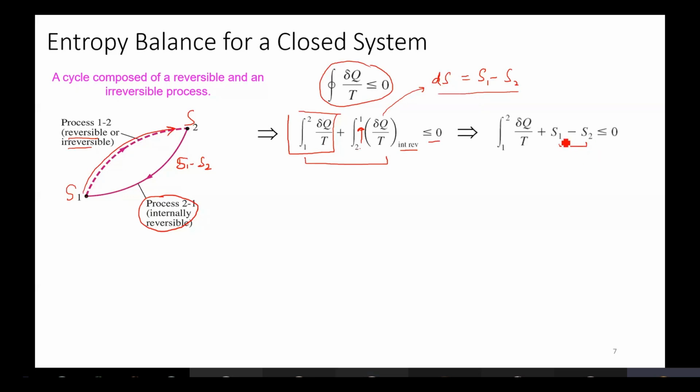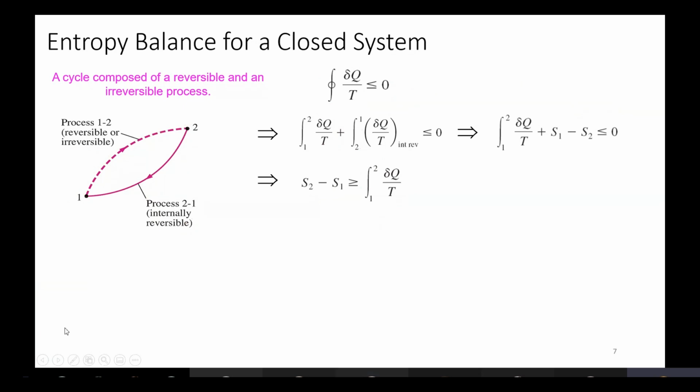Now, if I take these two on the other hand side, I would essentially have S2 minus S1 greater than or equal to the integral of 1 to 2 del q over t. Clear enough? Yes, sir. Let's suppose that S2 minus S1 is representing what? The change in entropy as I go from 1 to 2. Clear?